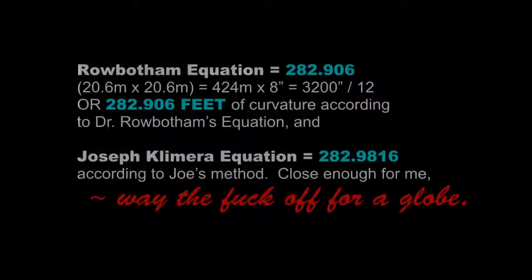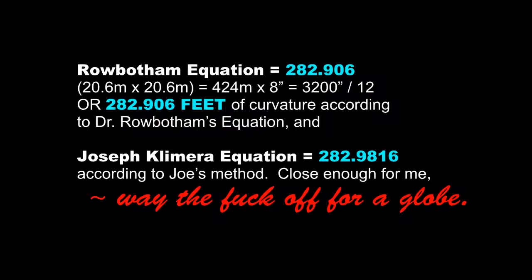This is Robotham's calculations. 20.6 miles times 20.6 miles equals 424 miles times 8 inches equals 3,200 inches, divided by 12 equals 282.906 feet of curvature. Our calculations got us 283 feet of curvature, and actually I think it was 282.9 something, so almost exactly the same as Dr. Robotham's equation, and 282.9816 according to Joe's method, close enough for me. Way off for a globe. Earth equals not a globe.